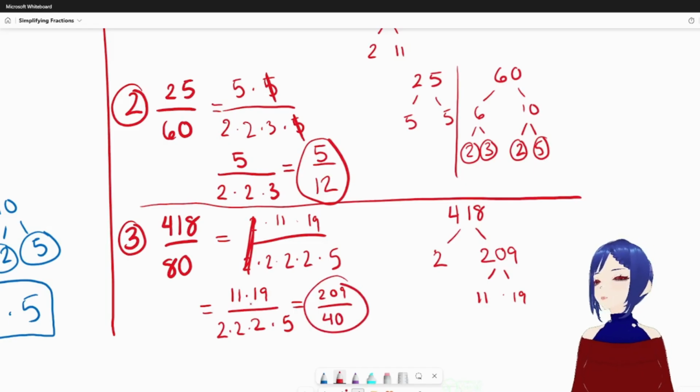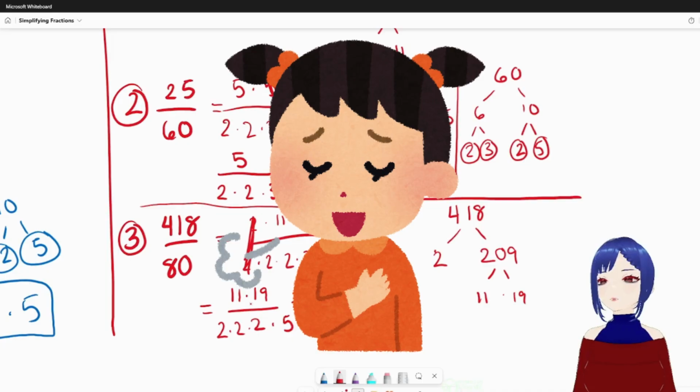So with prime factorization, if you make that factor tree and break up your numbers, all you have to do is cross out the things in common, and then you can multiply everything back together. This method can take a little bit longer, but if you're a visual learner, it can definitely make things a little bit easier.